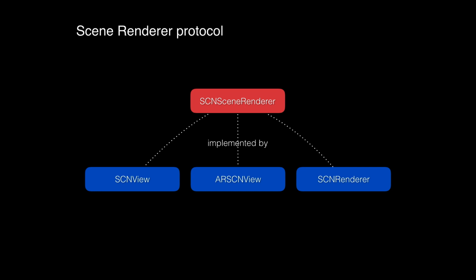The content of a scene in SceneKit is rendered by three different types of classes. The first is an SCNView. It's a basic standard SceneKit view. It represents the area on the screen that draws SceneKit content. The second type is AudioKit SCNView.